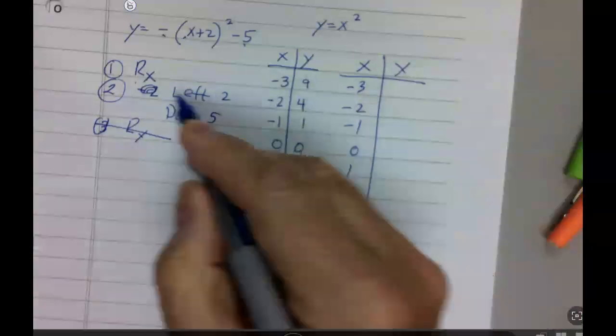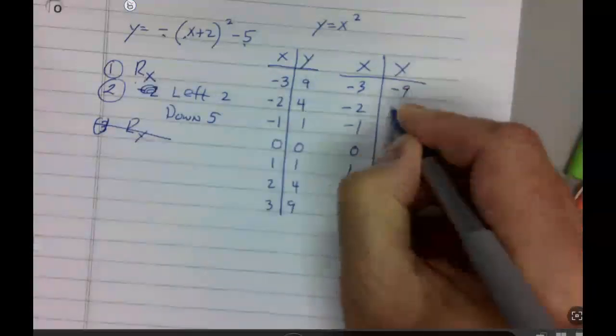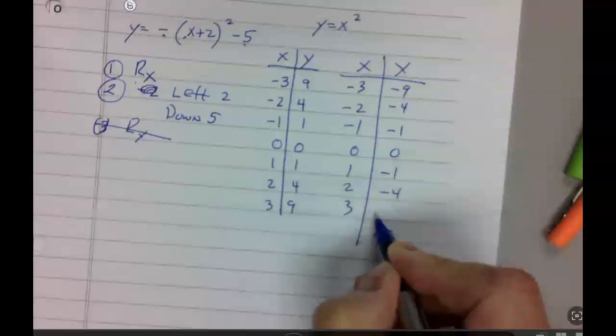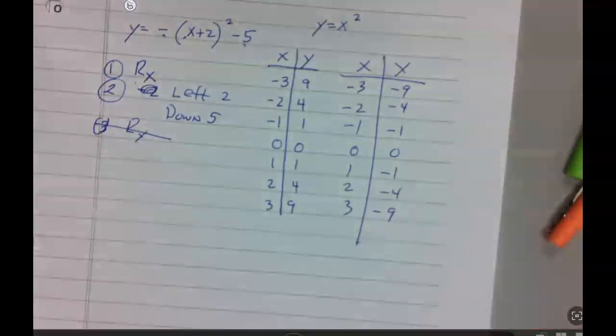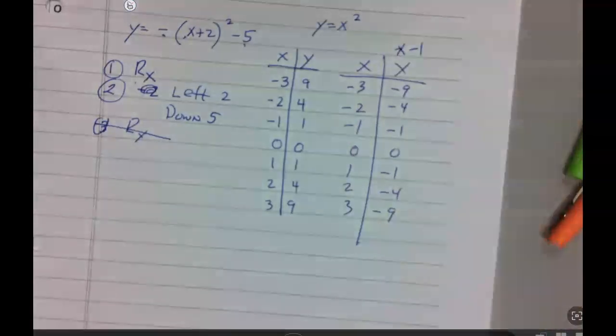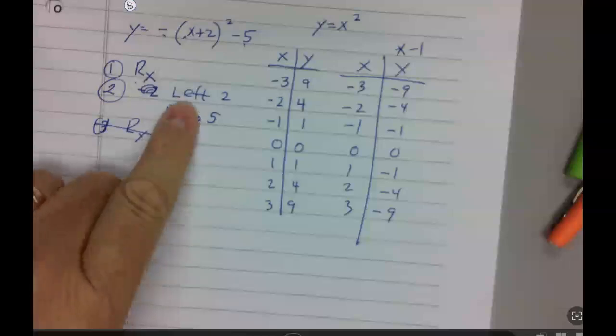So, -9, -4, -1, 0, -1, -4, -9. Correct? So I multiplied all the y's by -1. That's the same thing as negating. Some of you need to wake up. Okay? All right?